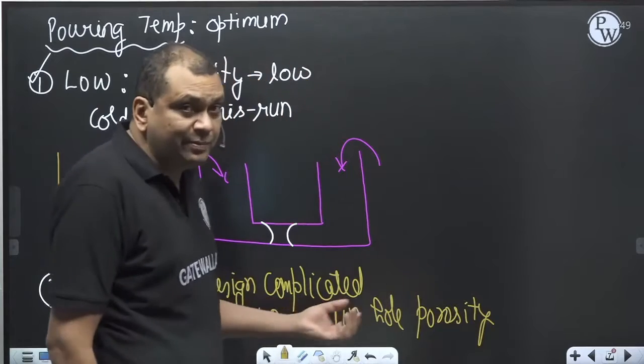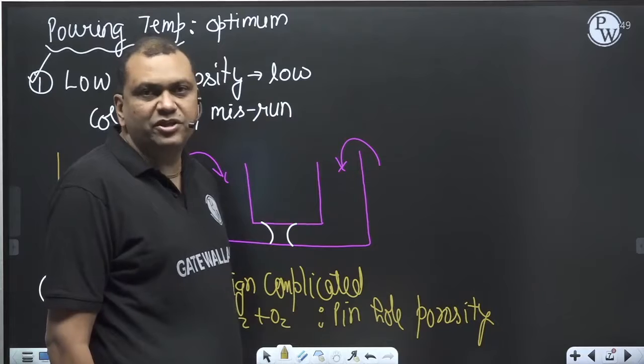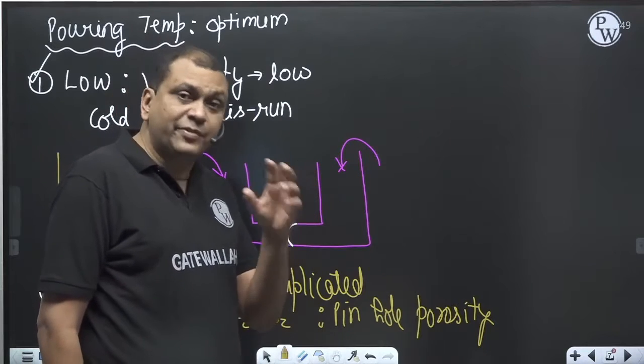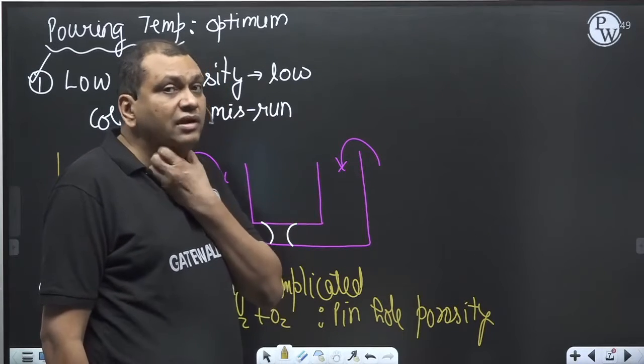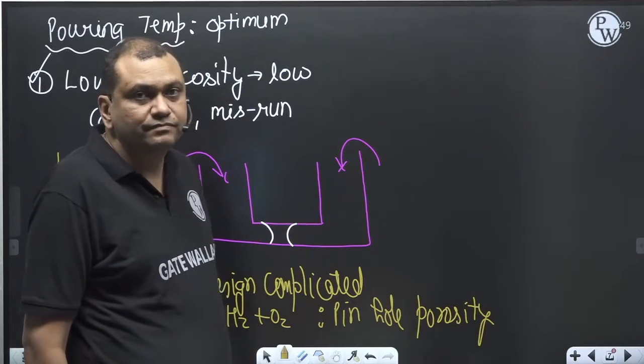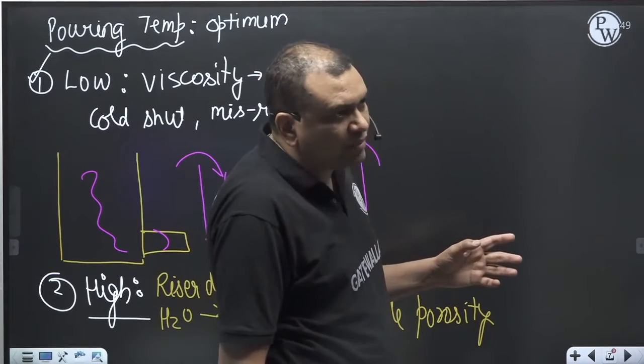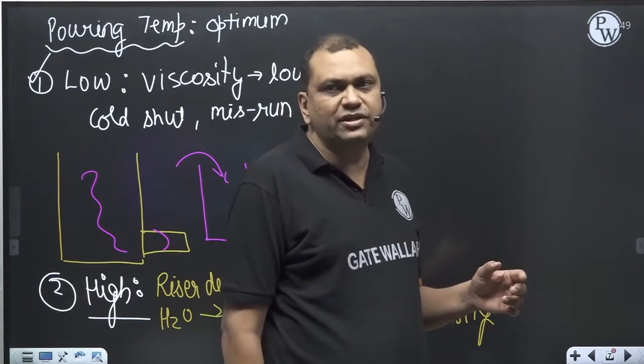So very high temperature is a problem, and very low temperature is a problem. So our pouring temperature should be optimum. So these are the defects we will get by not having optimum pouring temperature.